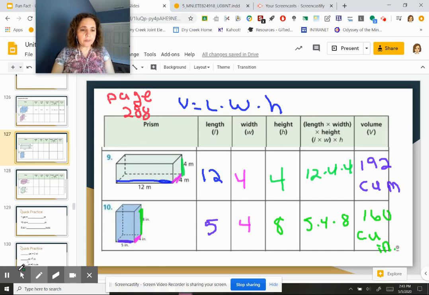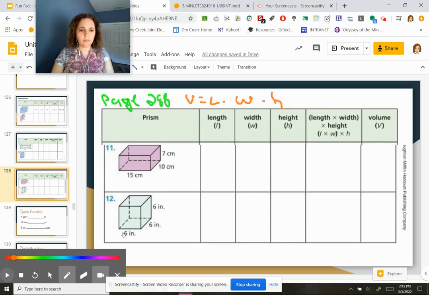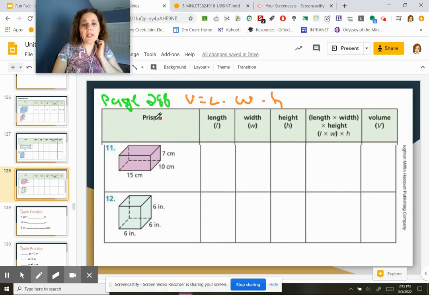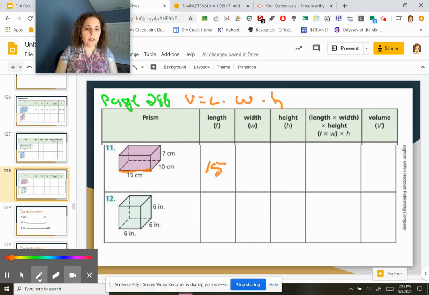All right, let's do, I think there's 2 more. So I need to pause. Okay, so I'm on number 11. Remember, I'm on page 288 if you have your math book, okay? All right, so my length, I'm going to do it one color, doesn't matter which color, but that's my length, which is 15 centimeters. Then I'm going to do my width. Remember, my width is what's going in. So my width is 10.